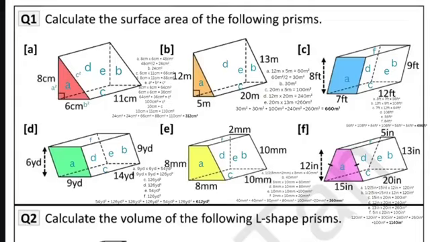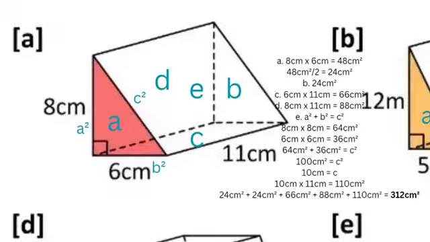Calculate the surface area of the following prisms. To calculate A, we first have to divide the prism. This would be A, this would be B, this would be C, this would be D, and this would be E. We first have to calculate the area for A.